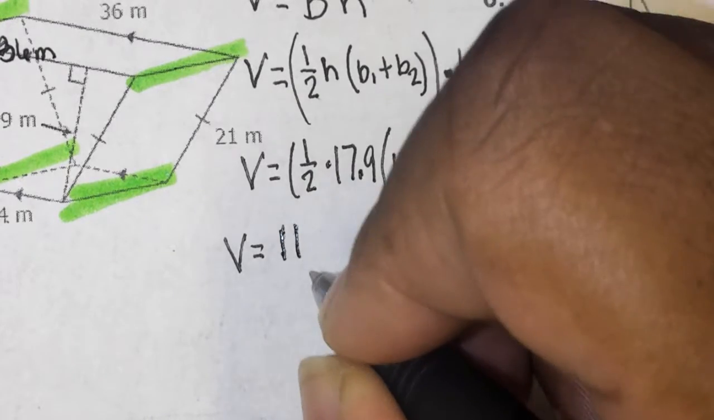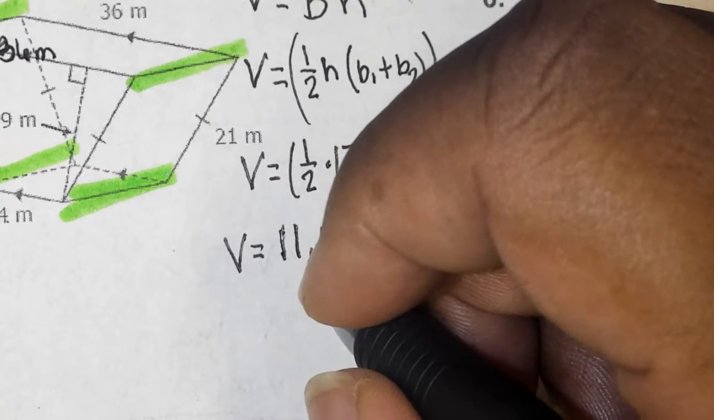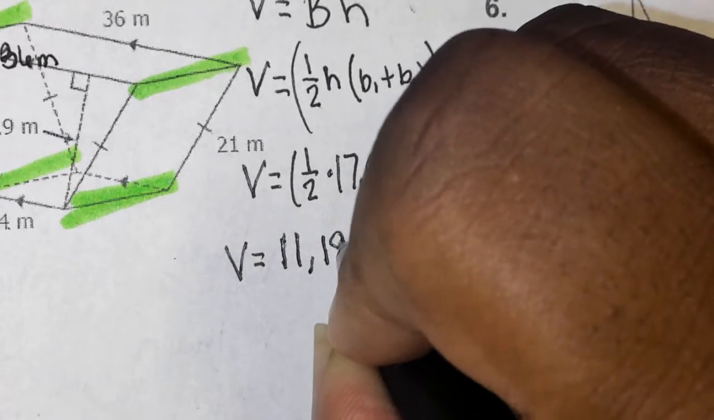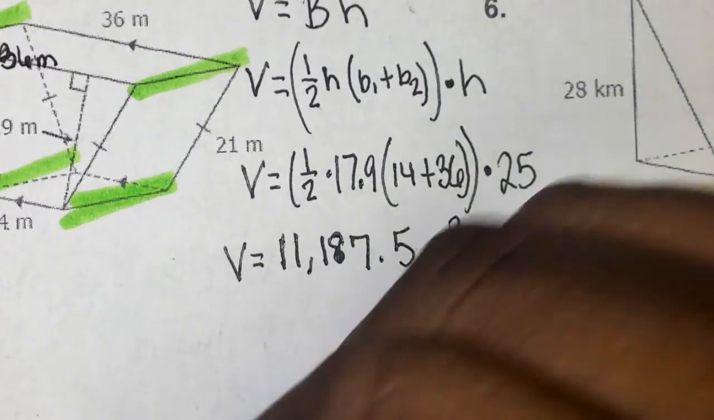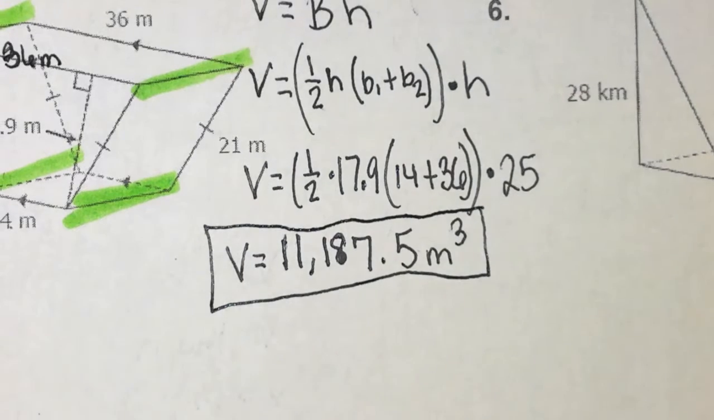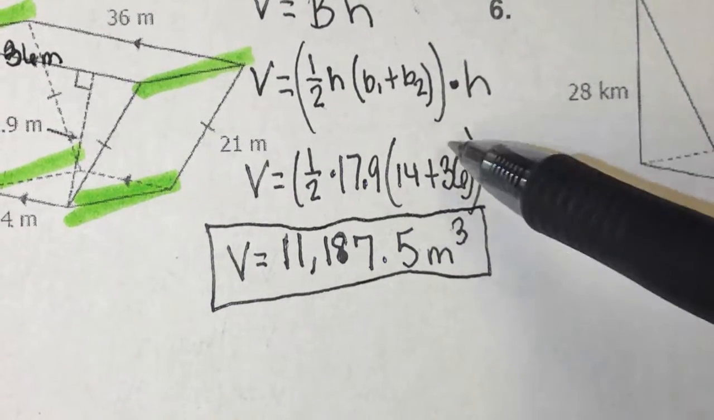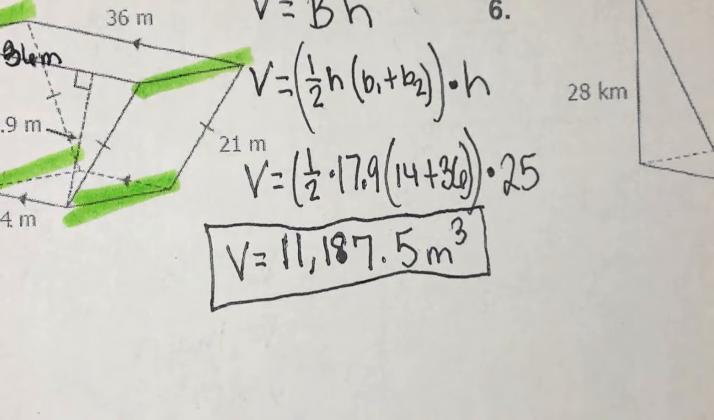That ain't what we get. Remember the last class, they told me 11,187. So, yeah, that's what they told me. Oh, so some of y'all, make sure y'all do it in parentheses first. Maybe that's why some of y'all got thrown off. You got to do 14 plus 36 first. Then do the multiplication in there, and then times by 25. Go in order. Make sure you see that number in the calculator. If not, we got issues.